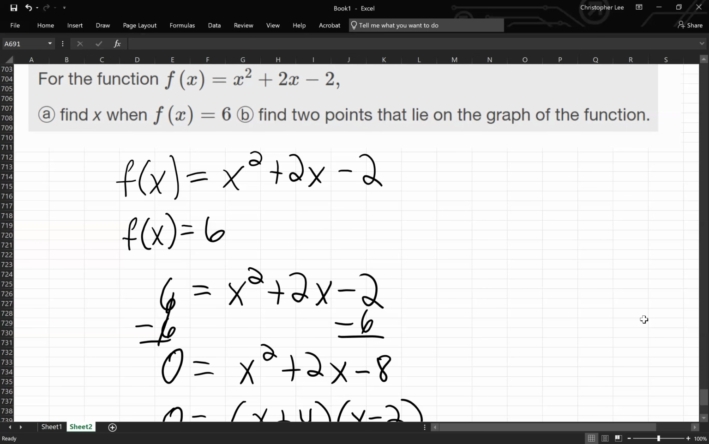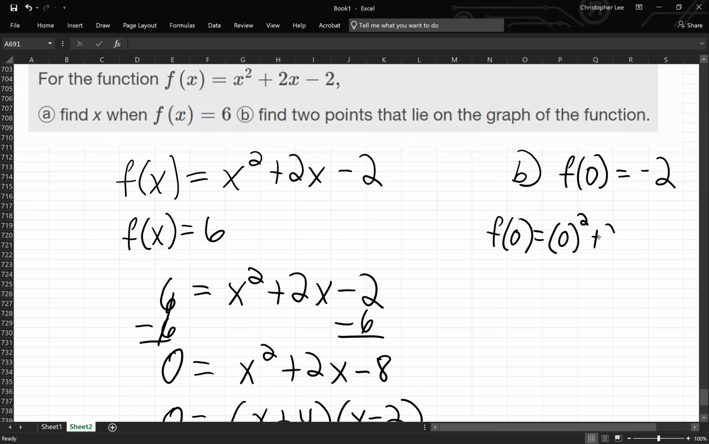This is real simple. For part B, when they say find 2 points, all you have to do is just plug in two values of x and that's it, right? So like, let's say that I want to plug in 0, right? So f of 0, you already know that's going to be equal to negative 2. How did I do that? F of 0 is equal to 0 squared plus 2 times 0 minus 2, which is just negative 2. Just plug in two values of x.